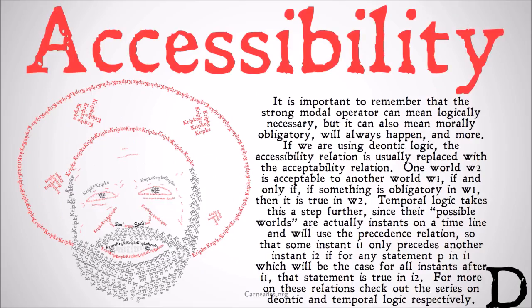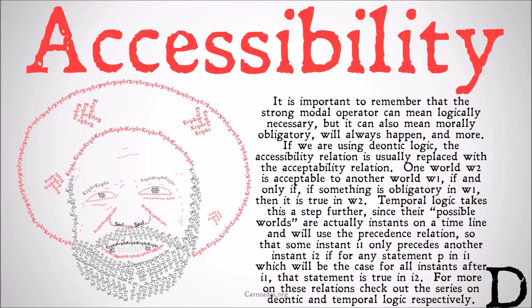So it's important to remember that the strong modal operator can mean logically necessary, but these rules are going to also apply in other kinds of modal logics, because it can also mean morally obligatory, or will always happen in the future, and more, depending on the modal logic that you're using. If we're using deontic logic, the accessibility relation is usually replaced with something known as the acceptability relation. Basically, one world, world 2, is acceptable to another world, world 1, if and only if, when something is obligatory in world 1, then it is true in world 2.